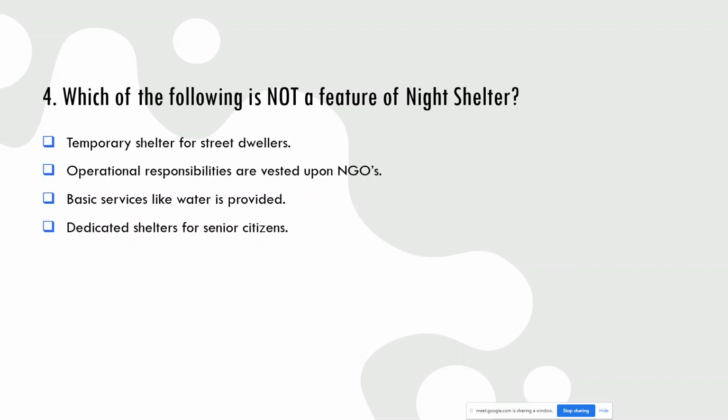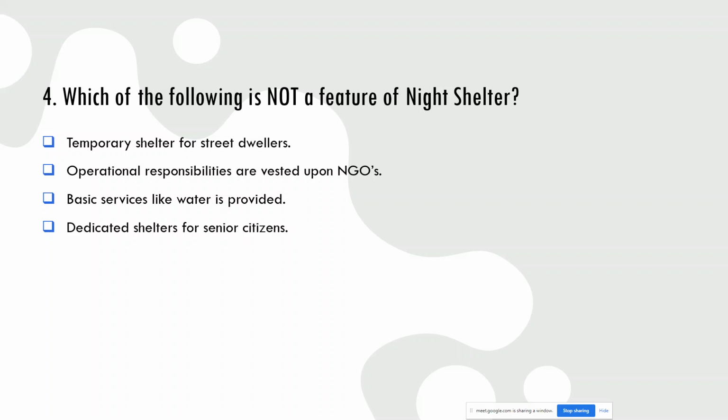So let us look at question number 4, night shelters. Night shelters have been vividly discussed by the professor as part of the homeless citizens who stay in different parts of the country. There are 4 options. Now we have to select the option which is not representative of a night shelter. The first one is a temporary shelter for street dwellers. It is one of the properties of a night shelter.